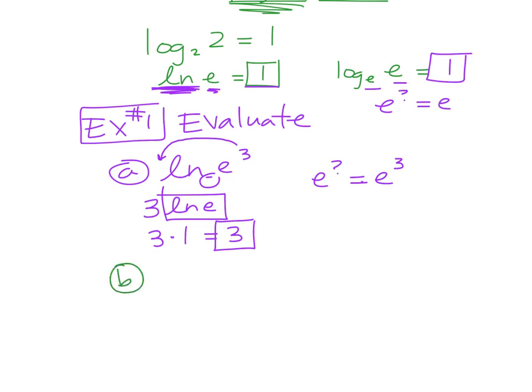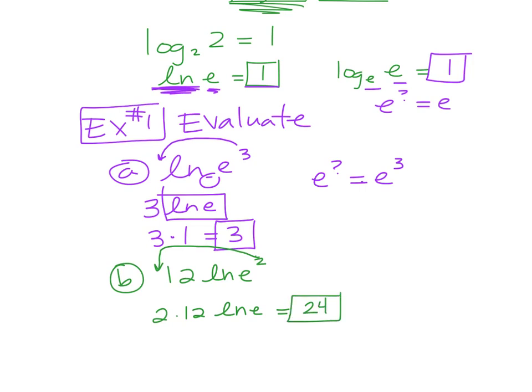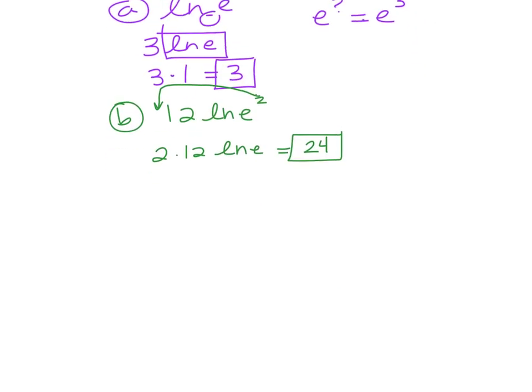How about this one? If I give you 12 times the natural log of e to the 2nd power. Using properties, we would take this 2 and do what with it? Put it out here. So you're doing 2 times 12 times the natural log of e, 24, because the natural log of e is 1. 2 times 12 is 24. It's good, right? Who doesn't love Lenny?